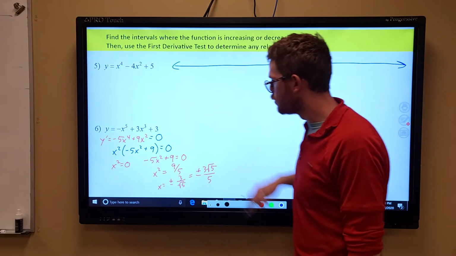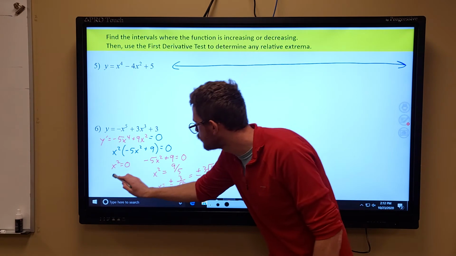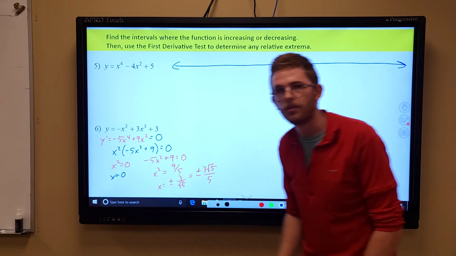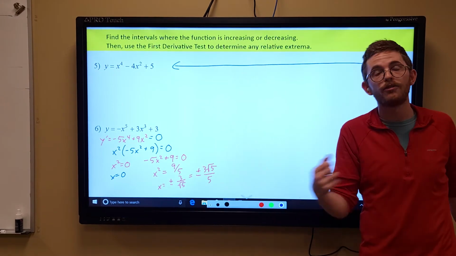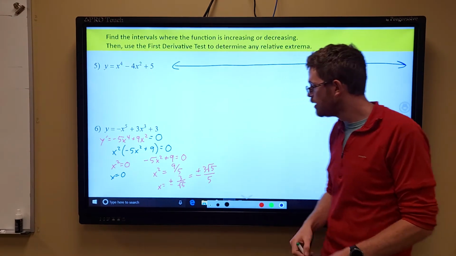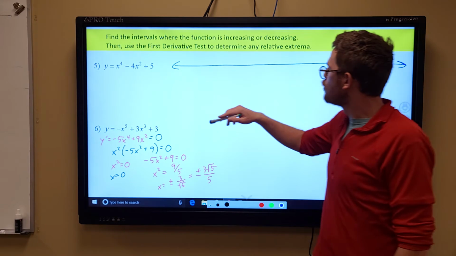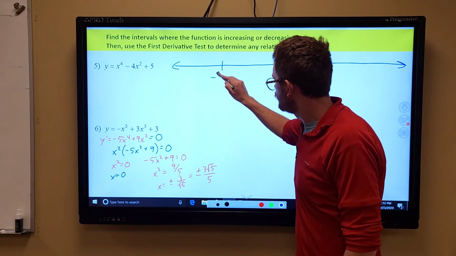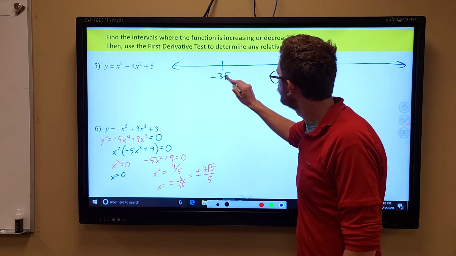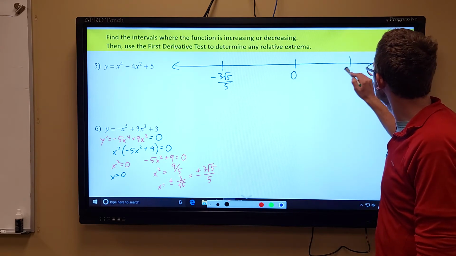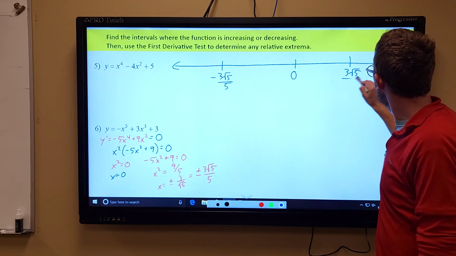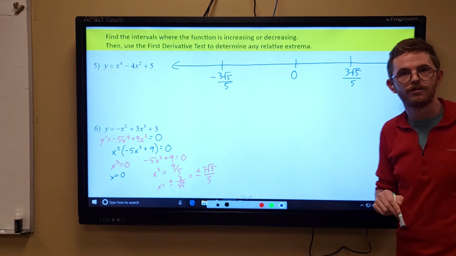So, number line. I didn't finish solving this one. It was really simple. All right, we have 3 critical values, 0 and then positive and negative 3 root 5 over 5. Throwing them down here, we have a negative 3 root 5 over 5. We have a 0. And we have a positive 3 root 5 over 5.